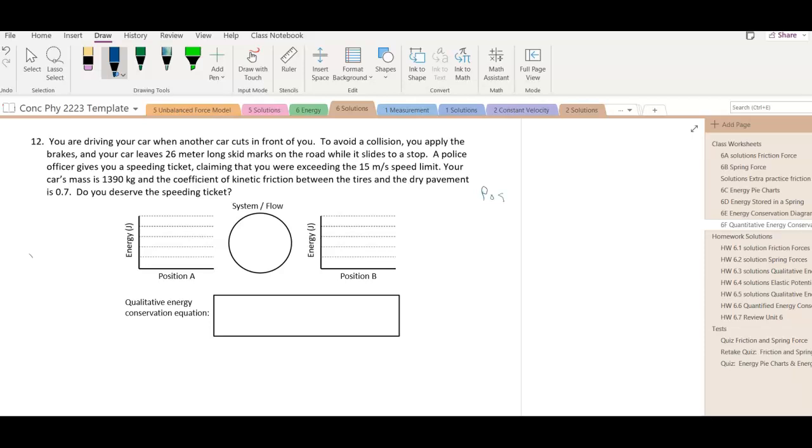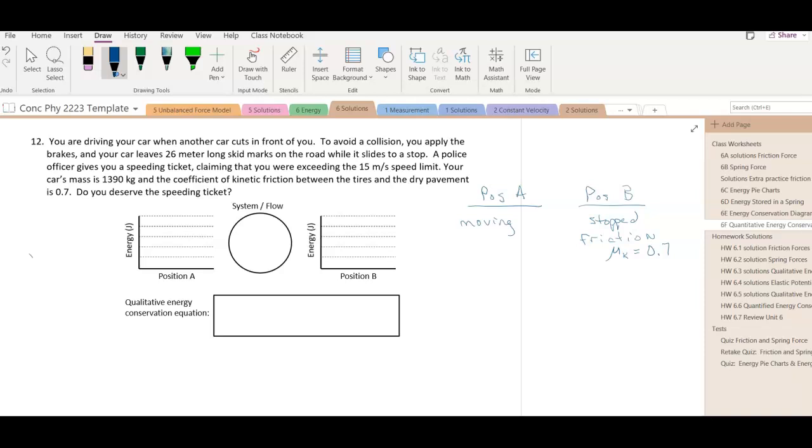So let's think about this. At position A, you are moving. We don't know the speed yet. We might need to find that. At position B, you have stopped. Let's see. It doesn't talk about any change in height. There definitely is friction, right? Otherwise you couldn't have left those skid marks. Okay, and also they gave us a coefficient. Kinetic coefficient of friction is 0.7.